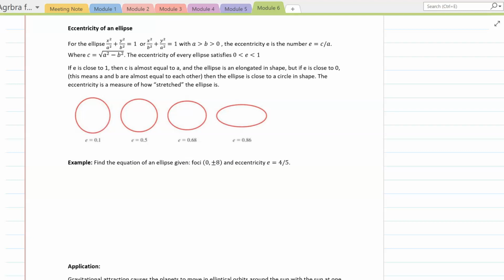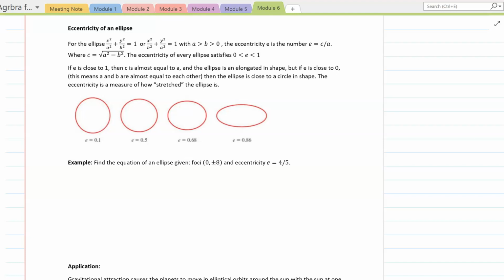The eccentricity of an ellipse. For an ellipse of the equation x squared divided by a squared plus y squared divided by b squared equal 1, with a greater than b greater than 0, the eccentricity e is the number e equal to the ratio of c divided by a, where c is the square root of a squared minus b squared. And in the previous lecture, c is just the foci of the ellipse.